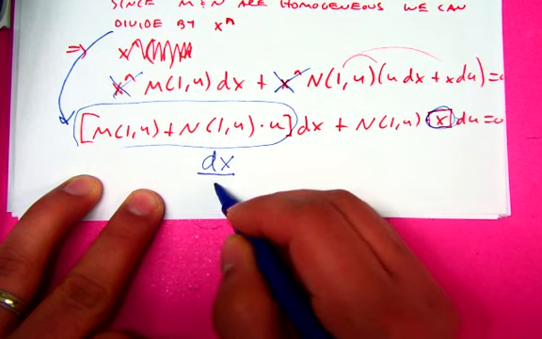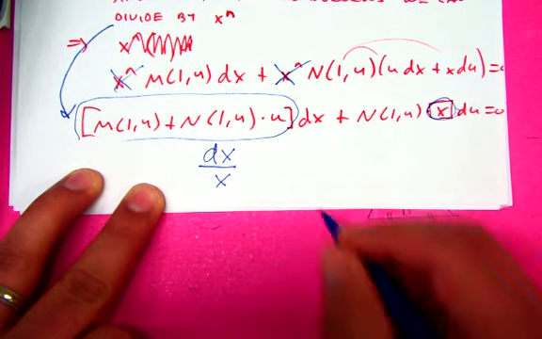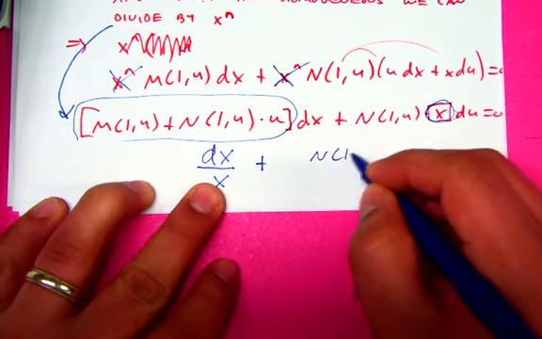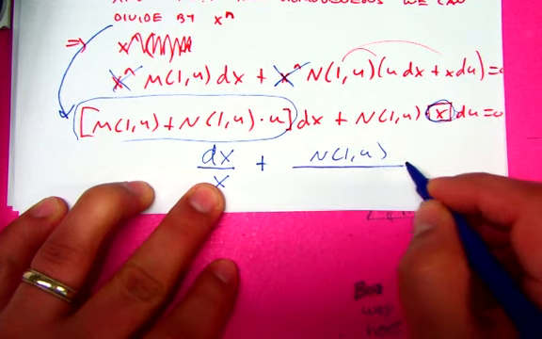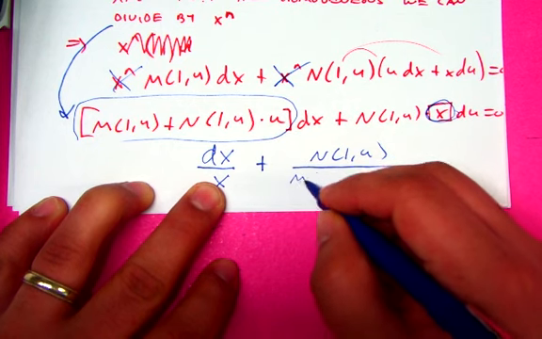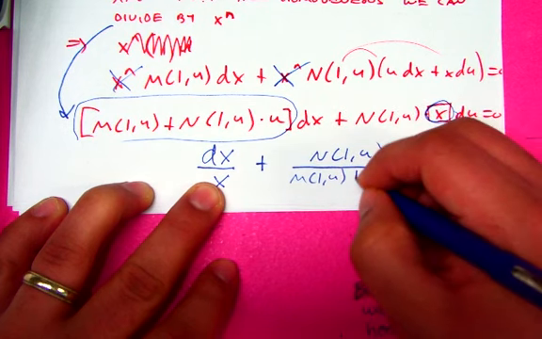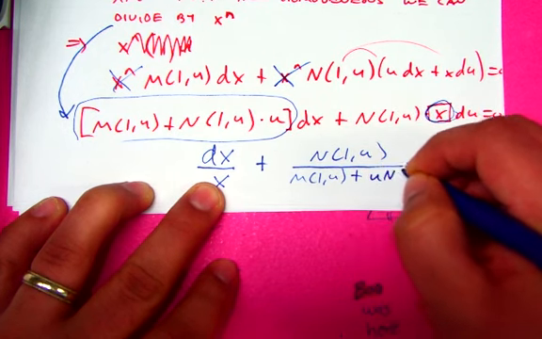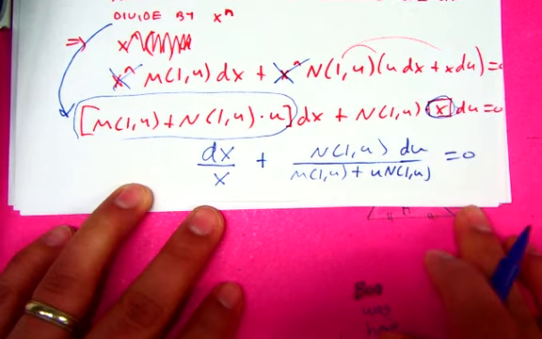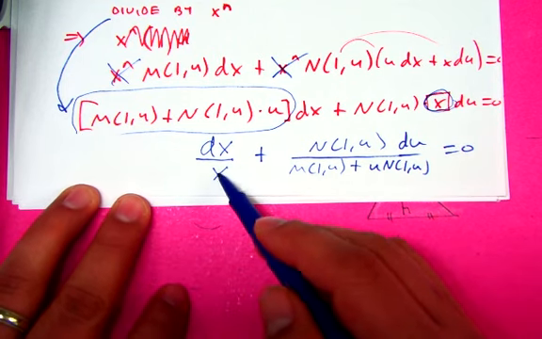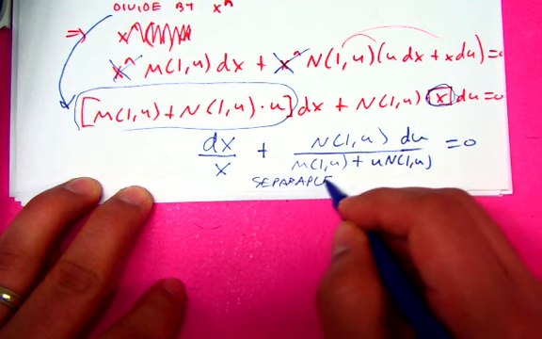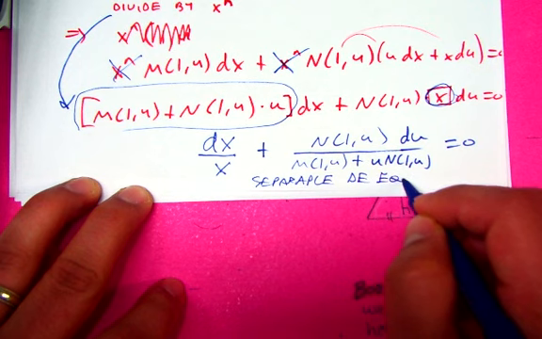dx over x plus N of 1, u over this giant function that we had here, M of 1, u plus, let's write it as u first, and then N of 1, u, du equals 0. And now this has been separated. This is a separable differential equation at that point.